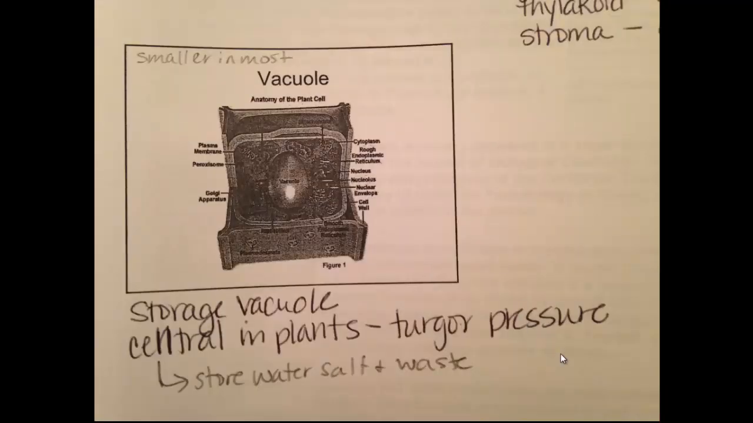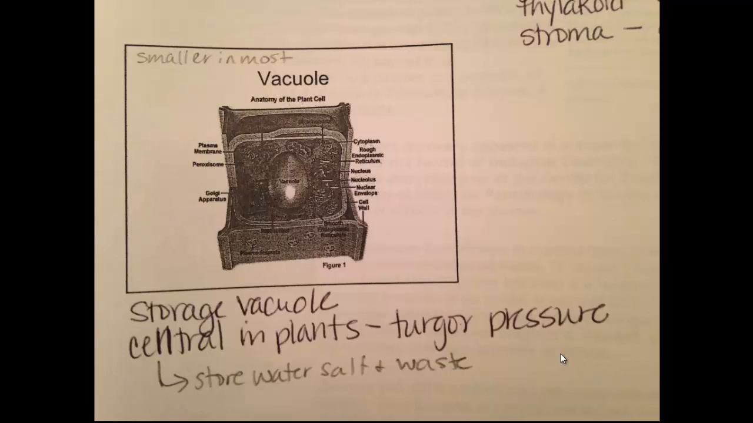The vacuole. We have vacuoles in both types of cells. Smaller in animal cells, there's a large central vacuole in the plant cell. It's a storage vacuole. Basically, it keeps all of these different materials, carbohydrates, waters, sometimes wastes. We said in the plant cell, it's going to need to be filled with water, and that water is going to create something called turgor pressure.